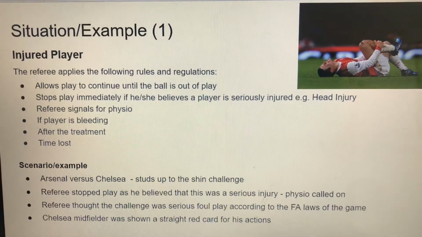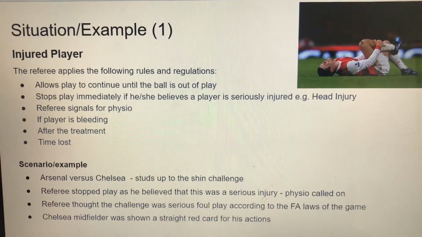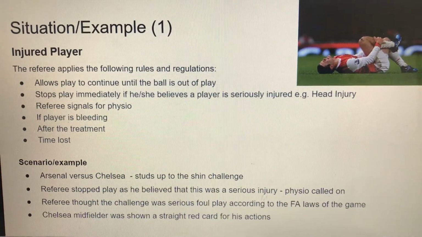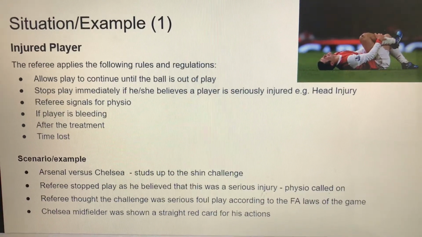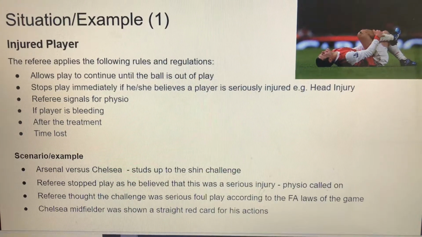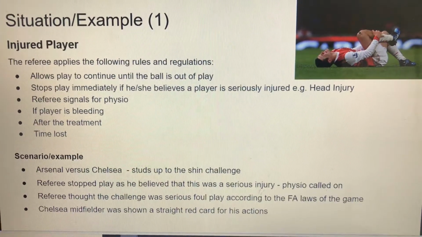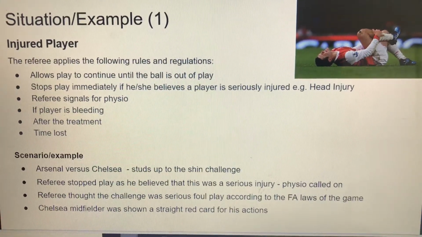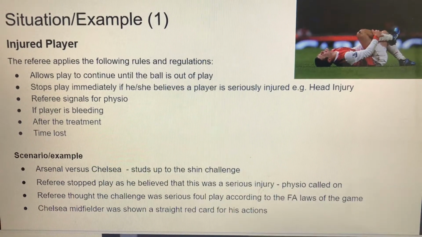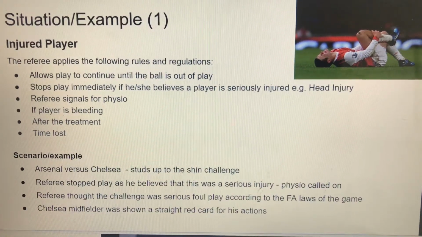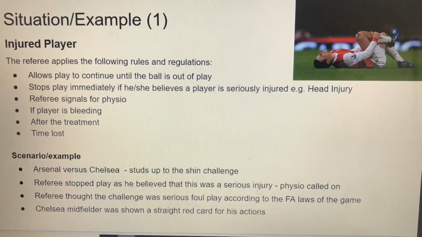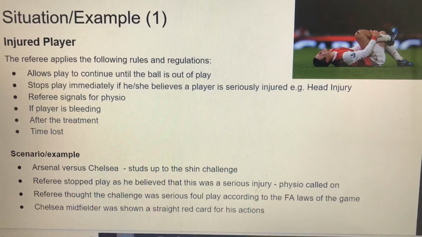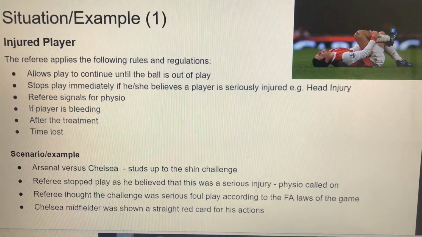Application of rules, laws and regulations. When a player is injured, the referee applies the following rules and regulations. This allows play to continue until the ball is out of play if he or she believes a player is only slightly injured. The referee can also stop play immediately if he believes a player is seriously injured. Then, the referee calls the physio onto the field of play to treat the player that is in pain. The physio is not allowed to enter the field of play until the referee signals them on.